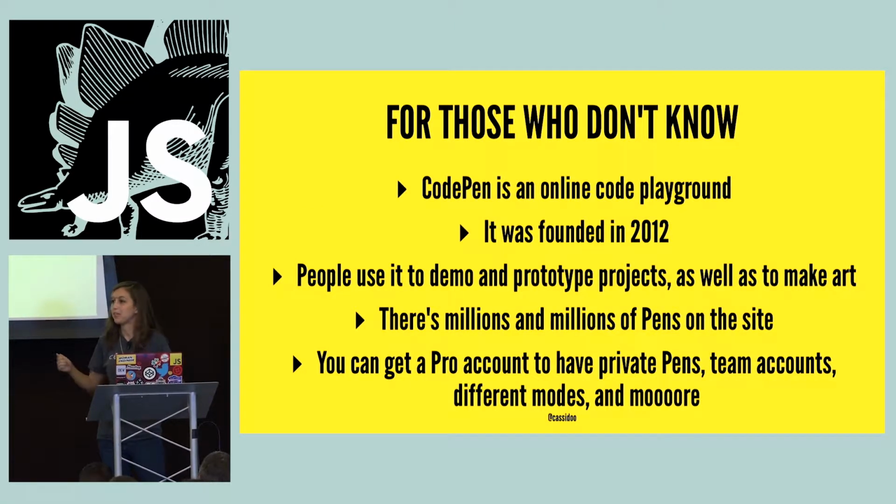CodePen's an online code playground where you can write code online. It was founded back in 2012. It's been around for a while now. A lot of people use it to demo and prototype projects, make a bunch of cool art with HTML, CSS, and JavaScript. We've got millions and millions of pens on the site. You can also get a pro account, and then you can have private pens and team accounts and different modes for coding your pens and more. So anyway, that's what CodePen is for those of you who don't know what it is.